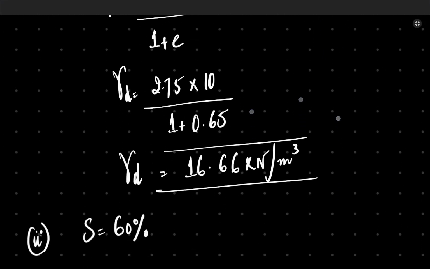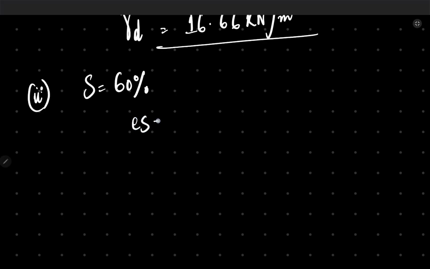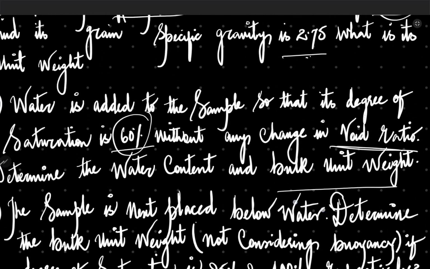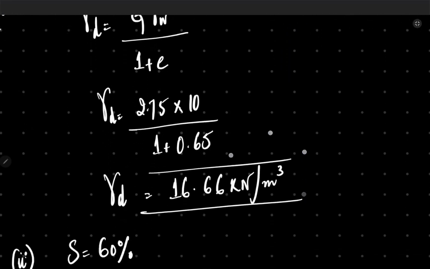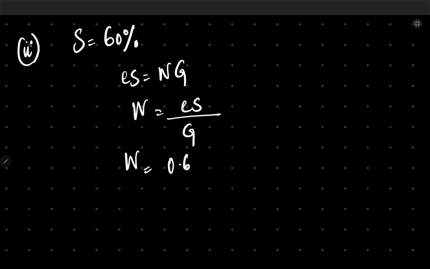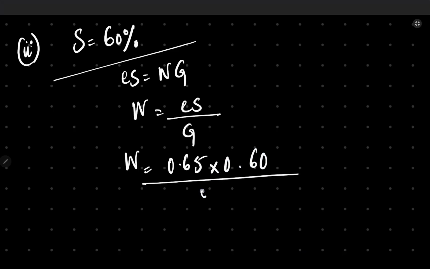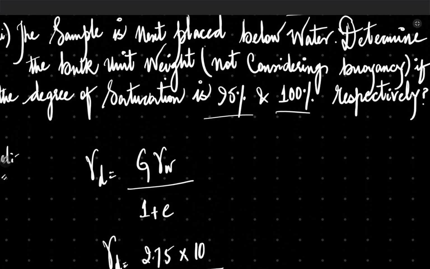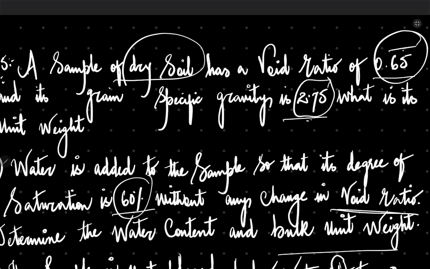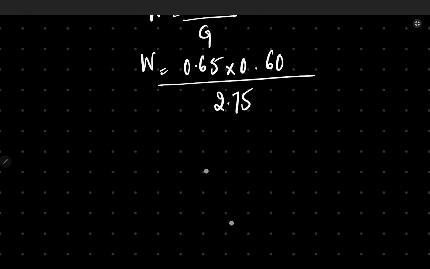All right. We'll use a generalized equation. eS is equal to wG. That means w is equal to eS by G. So water content, e we know, given in the question. Degree of saturation is how much? 60%. So this becomes 0.60, and G given in the question is 2.75 over here. Upon calculating, water content is 14.18%.